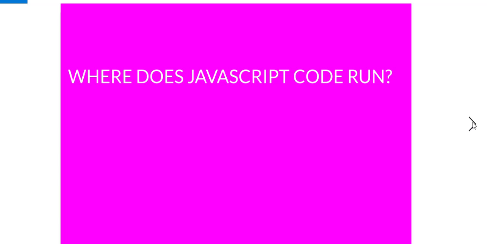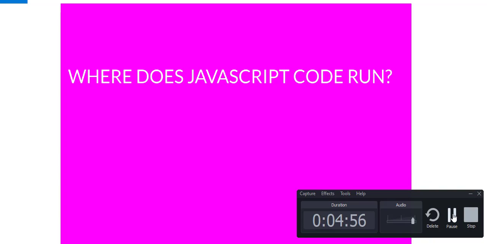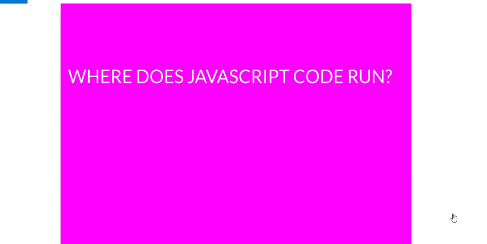So in a nutshell, JavaScript code can be run inside of a browser or Node. Browsers and Node provide a runtime environment for our JavaScript code. And finally, the last question, what is the difference between JavaScript and ECMAScript? Well, ECMAScript is just a specification, and JavaScript is a programming language that conforms to this specification.